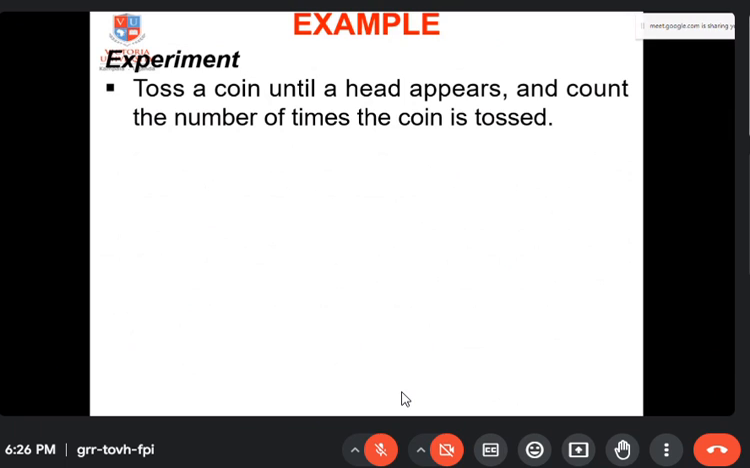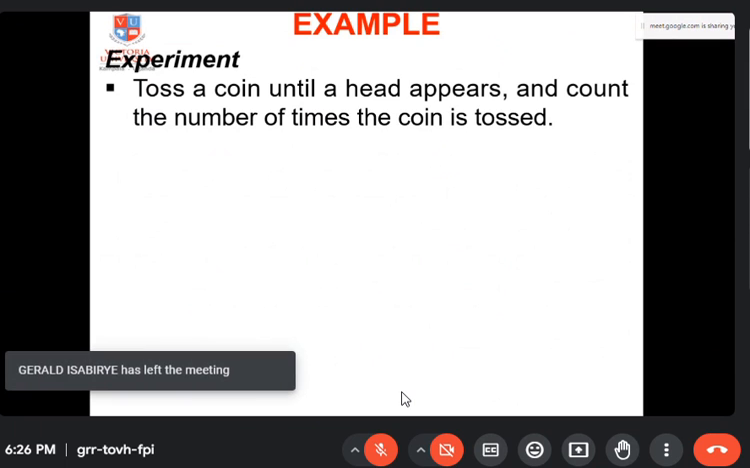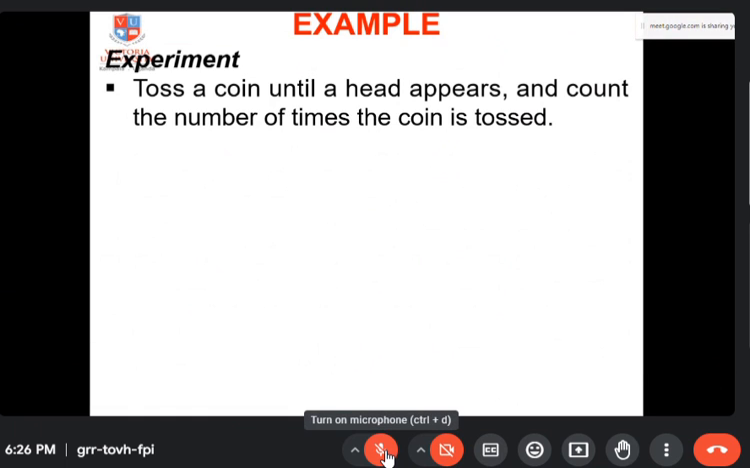Now, someone can say that you carry out an experiment, you toss a coin until a head appears, and then you record how many times you tossed before getting a head. Can someone tell us an answer you can get? You toss, and your interest is in getting a head. Can you determine the number of times you have to toss before getting a head?